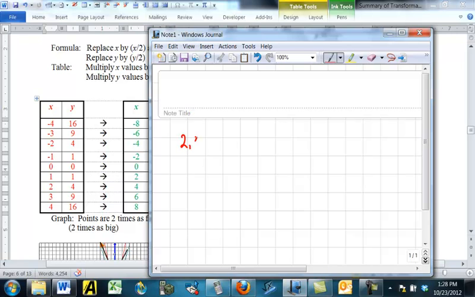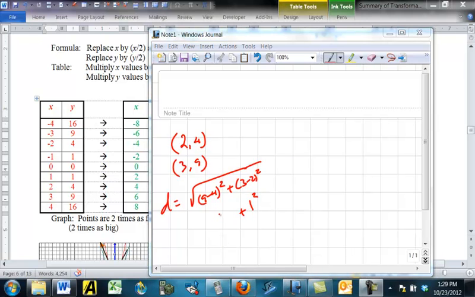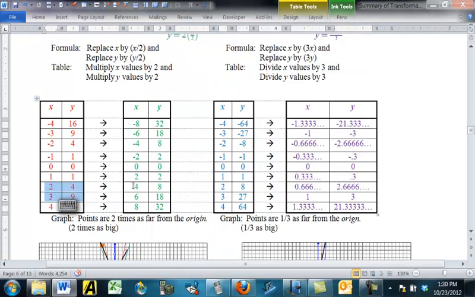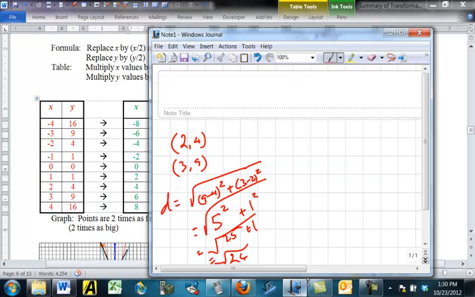So we're taking the point 2, 4 and 3, 9 in the original. And the distance between them is the square root of (9 minus 4) squared plus (3 minus 2) squared. So it's a delta x of 1, and a delta y of 5. So that's 25 plus 1 is 26, and the square root of that's the distance. But now we take the corresponding points over here, 4, 8 and 6, 18. You're going to see the distance is not the same, but let's see what happens.